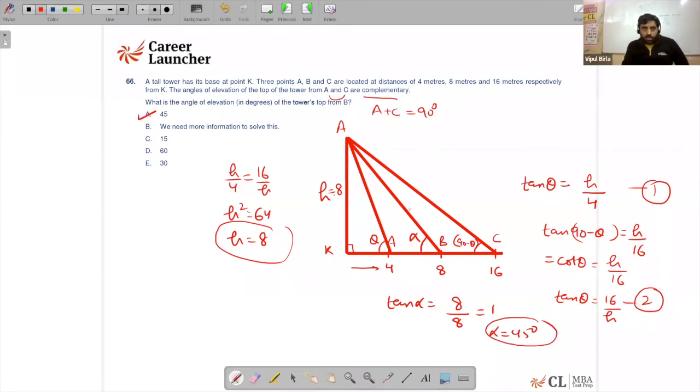Now, since they have not mentioned that these are on the same side, we may have a tower like this, where one is at a distance of 4 and the other is at a distance of 16, and these two angles are theta and 90 minus theta. My answer would have again come out the same. So it hardly matters which side it was on, the process remains the same, and therefore the answer is 45 degrees.